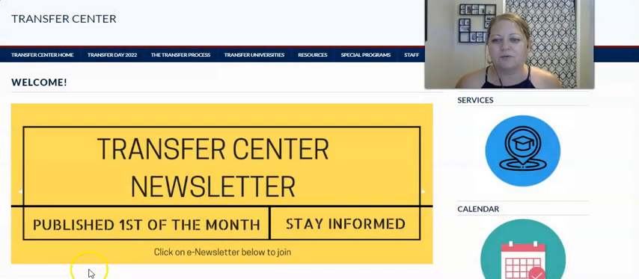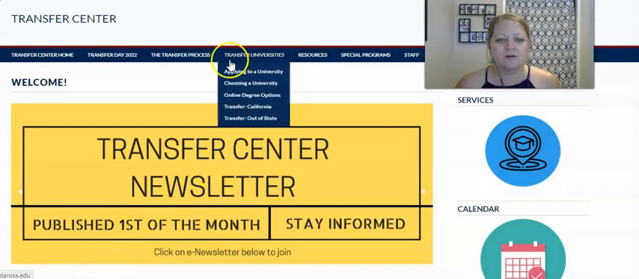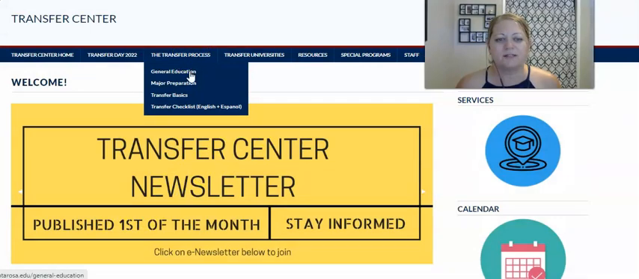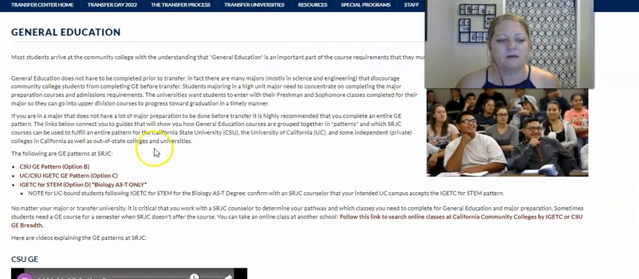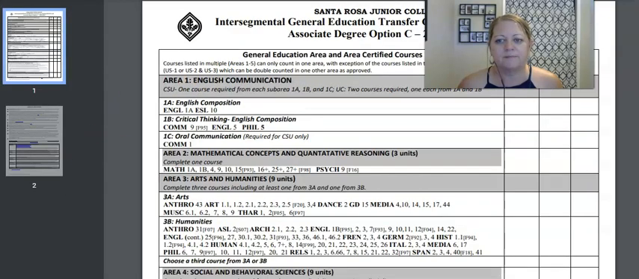So let's go ahead and jump over to the Transfer Center website. We're going to go to the same place under Transfer Process and General Ed. And then you can see the IGETC. So there's actually two IGETCs. There's one option C, and then there's IGETC for STEM, which can also be used for the biology AST degree. We're just going to cover the regular IGETC today.